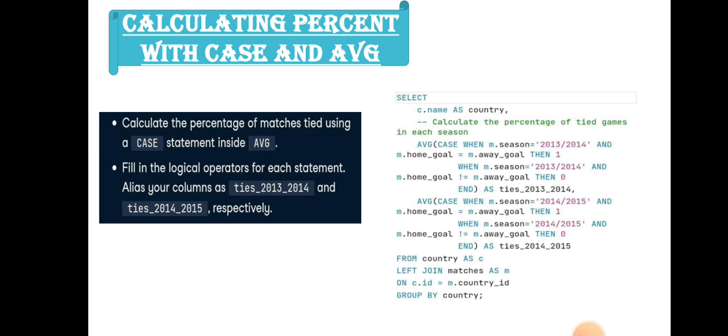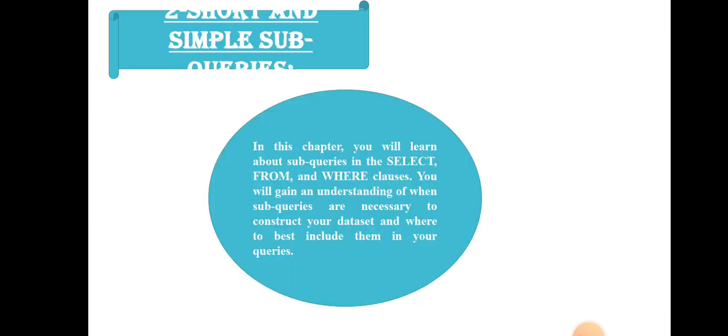Fill in the logical operators for each statement and then alias your columns as ties 2013-2014 and ties 2014-2015 respectively. Next is short and simple subqueries.